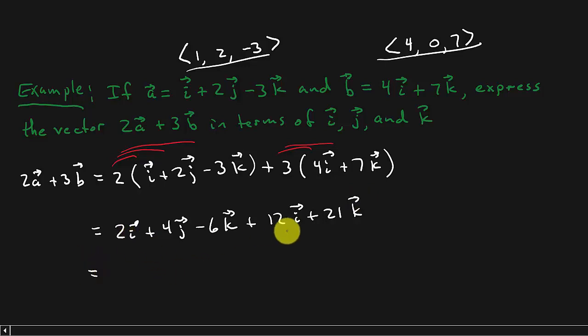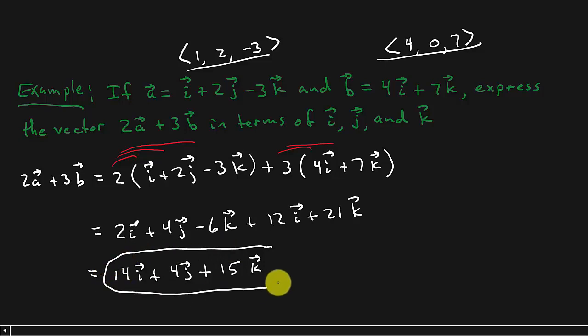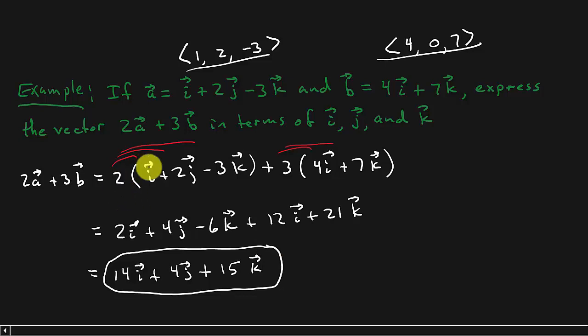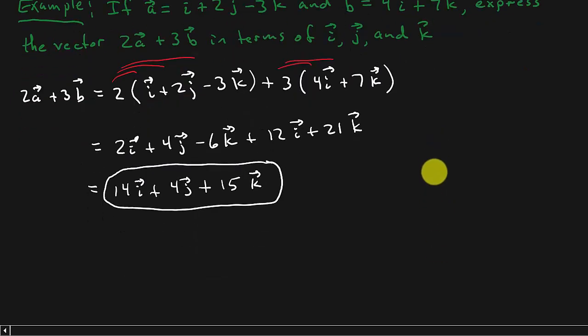And so then we just combine. So that's going to be 2 plus 12. That's 14i plus, and there's only this j, so plus 4j. And then this one, that's going to be what? Plus 15k. And there's your answer. So, you know, adding and subtracting would be the same thing, and you can see here how we multiplied by the scalar also. We had to do that in the problem as well.